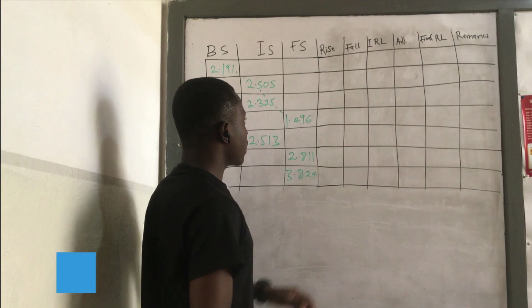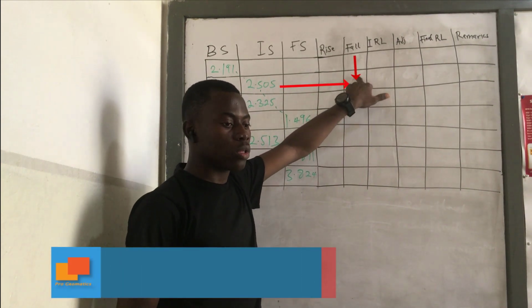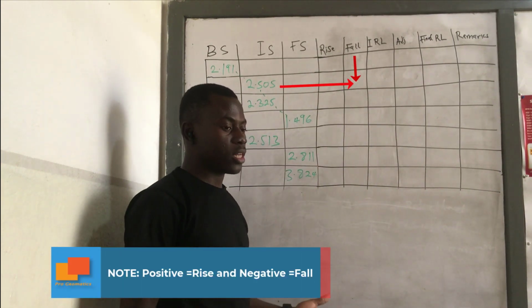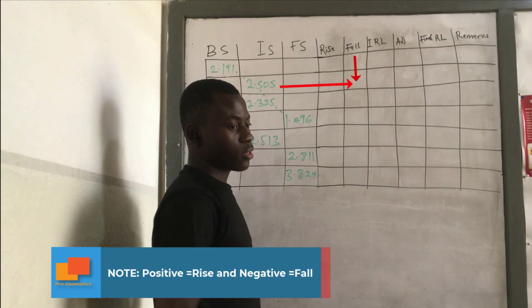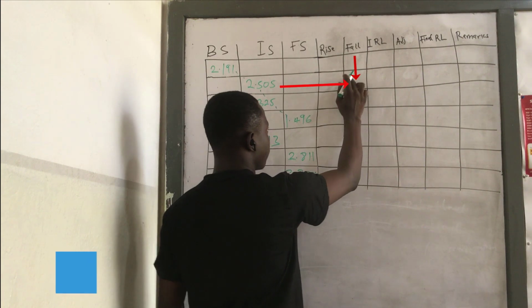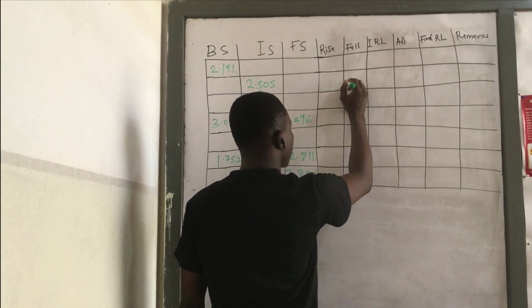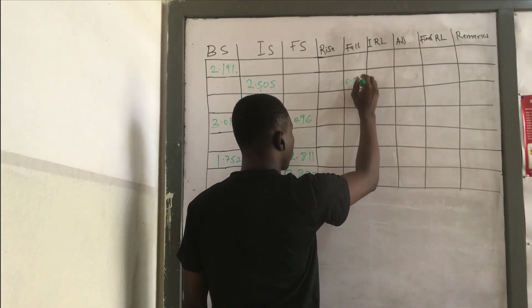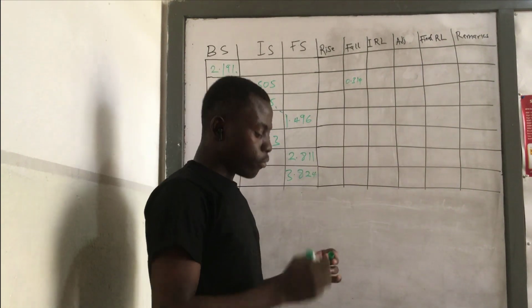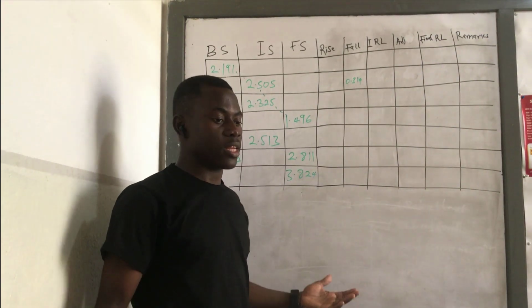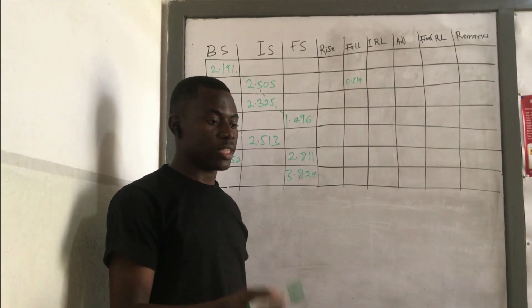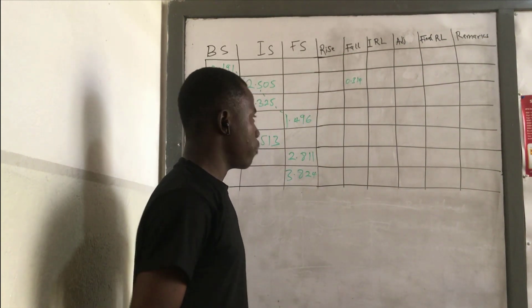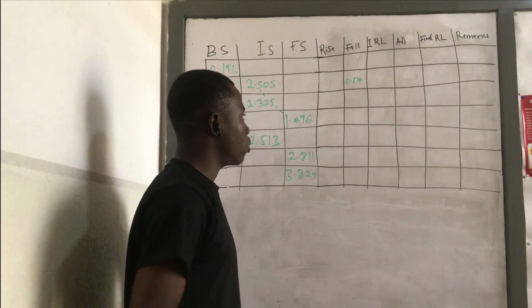Now, because it's a negative, we are going to put it in the fall column. Because it's negative, it means that this point here is higher than this point. So I'm going to put that value in the fall column, 0.314. If you are putting it in the fall column, you don't need to indicate the negative anymore. The fact that it's in the fall column means that there's a negative attached to it. If it were positive, we would have put it in the rise column.